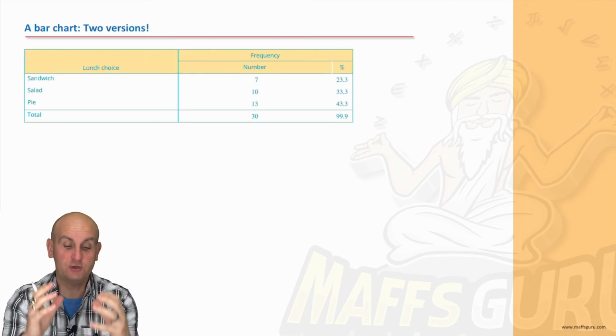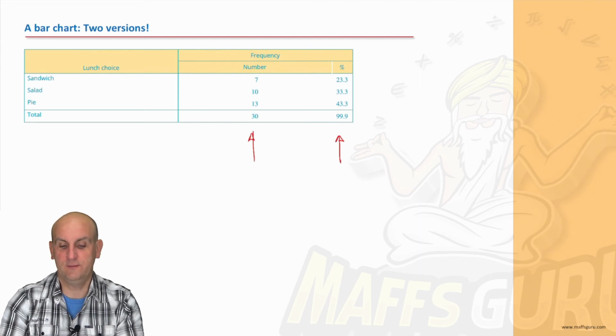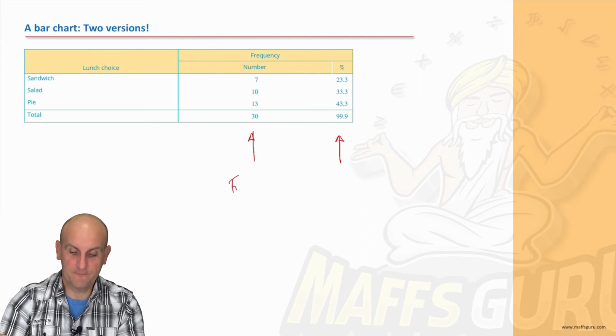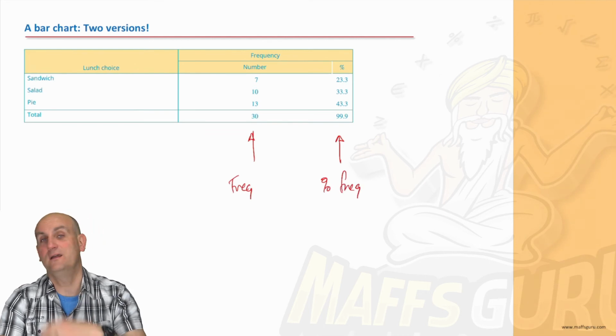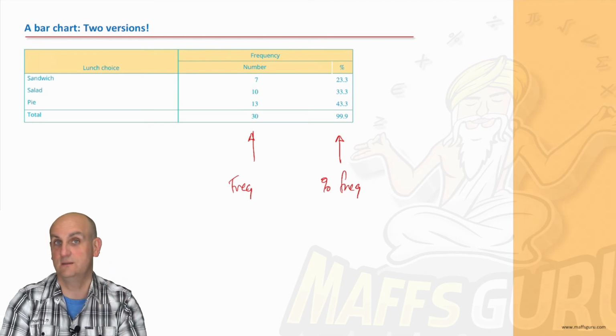Now, as I say, there are two versions of a bar chart. Each version deals with one column of the table. There is a frequency, and there is a percentage frequency, but believe it or not, they're going to look exactly the same. The numbers on the vertical axis are just going to be slightly different.